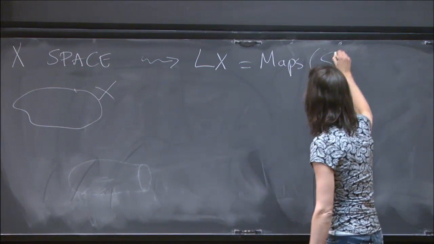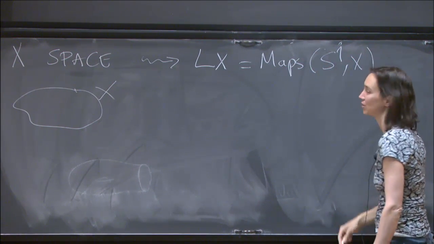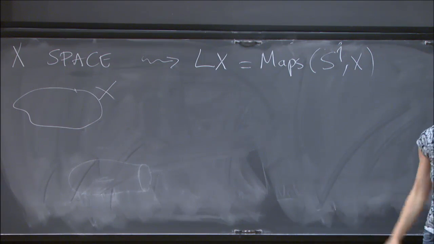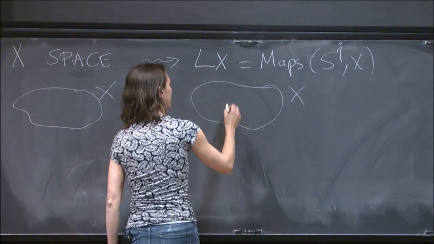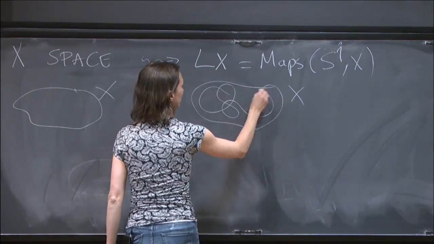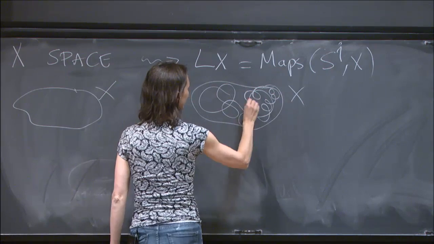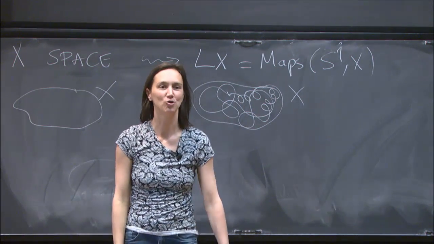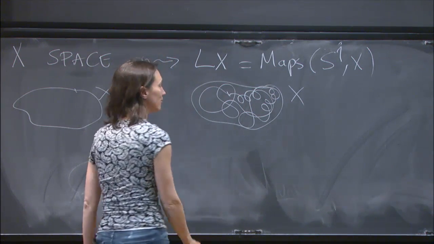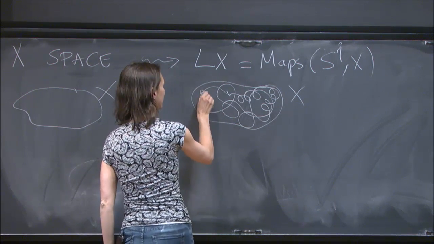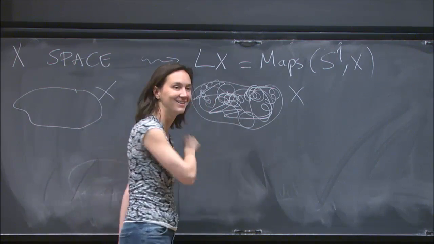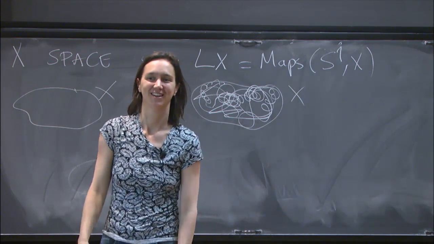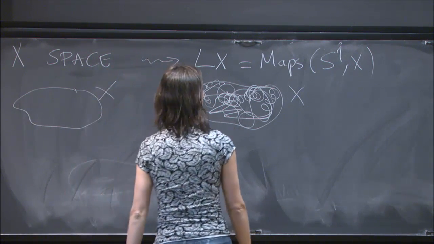By taking all maps from a circle into X. Okay, we can do that. What does it look like? Well, X is here, and I'm looking at all maps from a circle into X. That's one loop into X, and then I can make another one. Okay, that's another loop. There are many loops. This is huge.